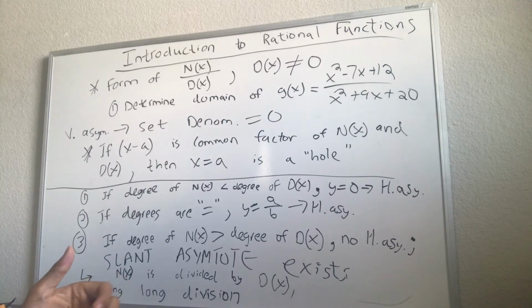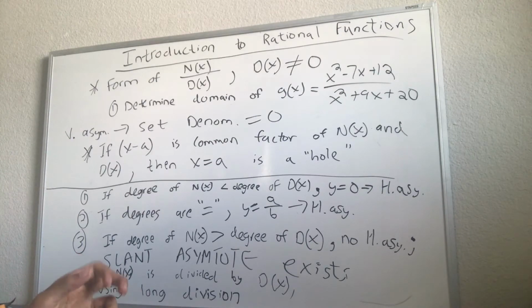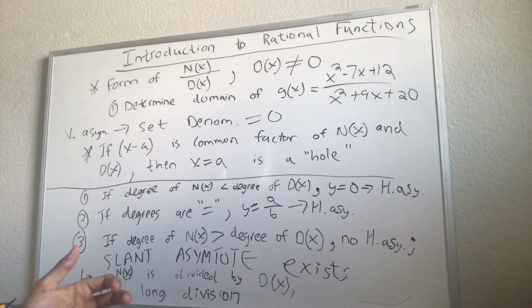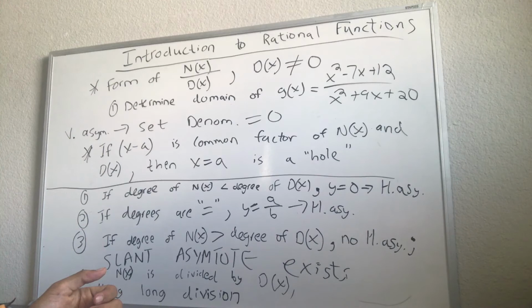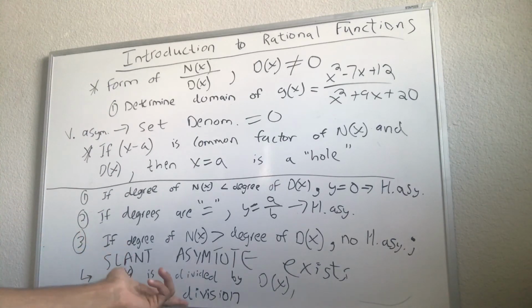Whenever you have a slant asymptote, in order to find it, it's really the quotient. How do you determine it? You physically divide n of x by d of x, and you can use long division or synthetic division, but synthetic division only works if you're dividing by something like x minus a, a linear factor. Otherwise, you will be using long division.